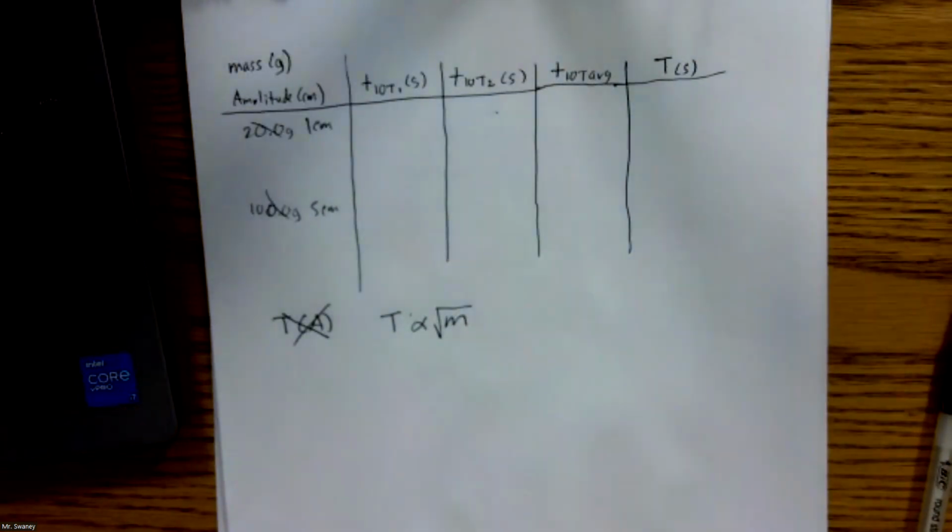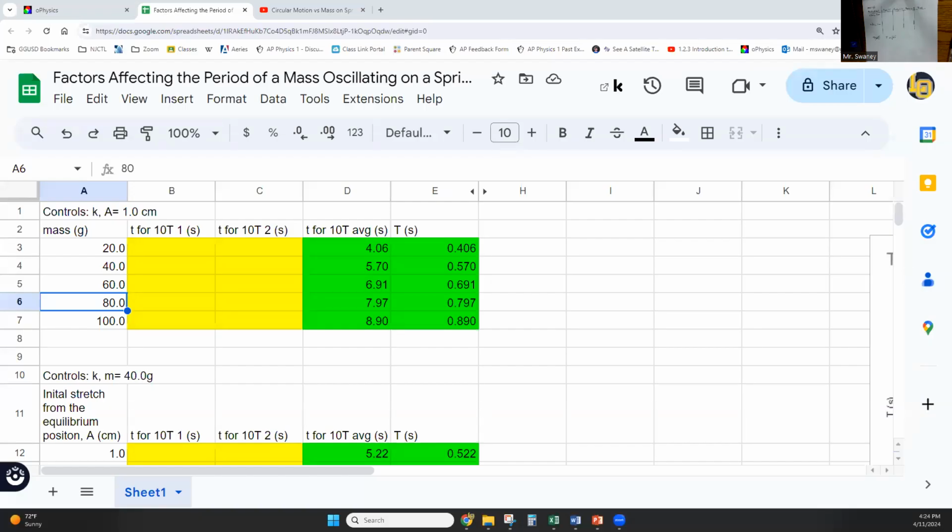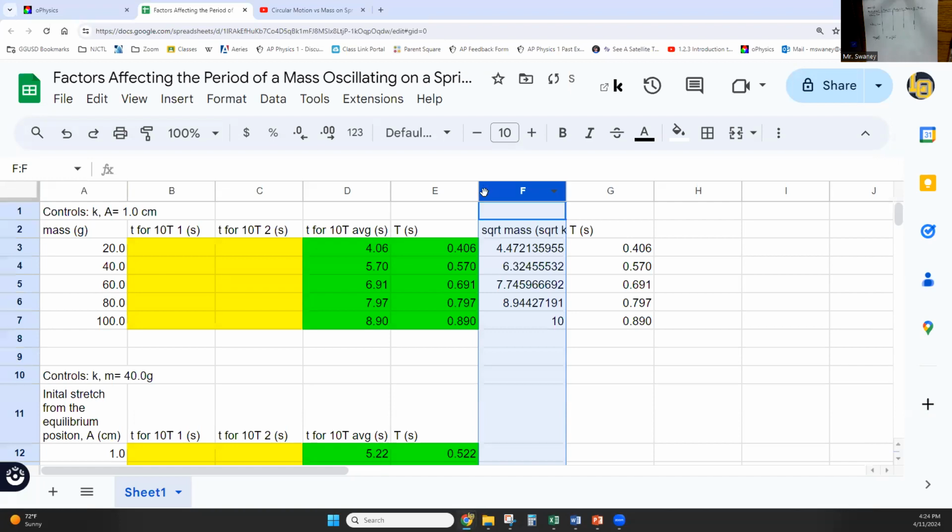Let's give that a try in this data. So what I'm going to do is, I've already kind of done this. I cheated. I hid those columns. I square rooted the mass. Actually, this time I think it would be better if I take this and convert it into kilograms. So divide by 1,000.